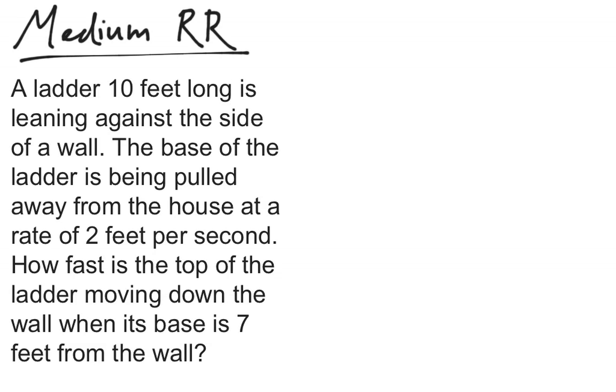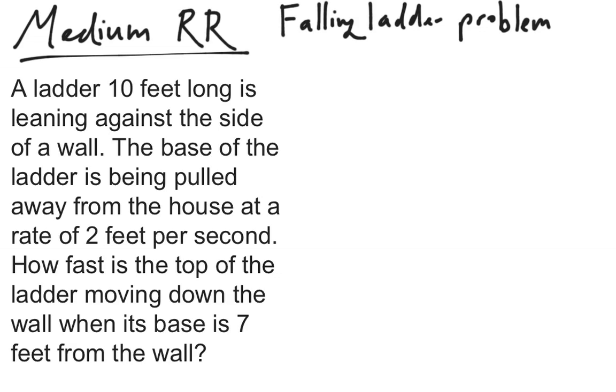Here's the problem statement. This problem is what's known as the falling ladder problem. And it goes something like this. You have a ladder. The ladder is leaning against the side of a house or a wall, and the base is being pulled away from the house or wall at a rate of 2 feet per second in this case. And the question is, how fast is the top of the ladder moving down the wall when the base is 7 feet from the wall?